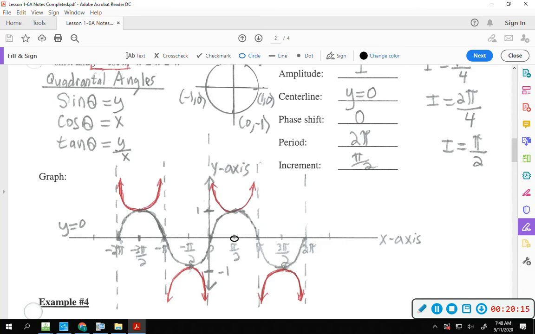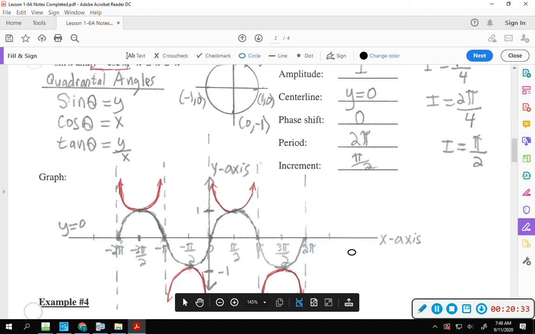So at pi over 2, the x coordinate is 0. At pi, the x coordinate is negative 1. At 3 pi over 2, the x coordinate is 0. At 2 pi, so here is the cosine curve right here. Okay? So what I need to recognize is this. The sine curve starts on the center line at this phase shift. It goes up first if the amplitude coefficient is positive. It goes down first if the amplitude coefficient is negative.